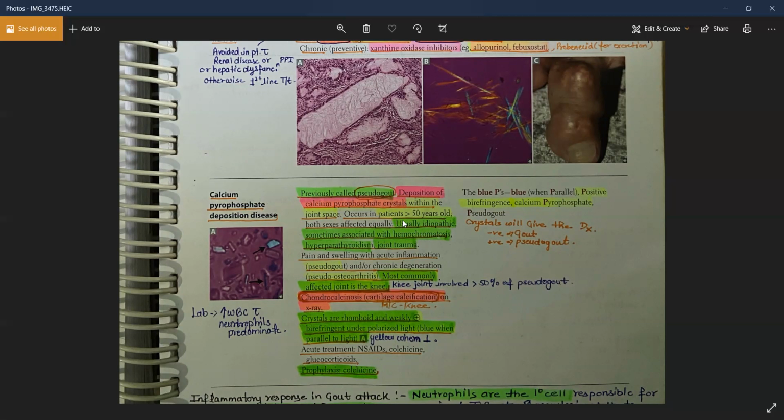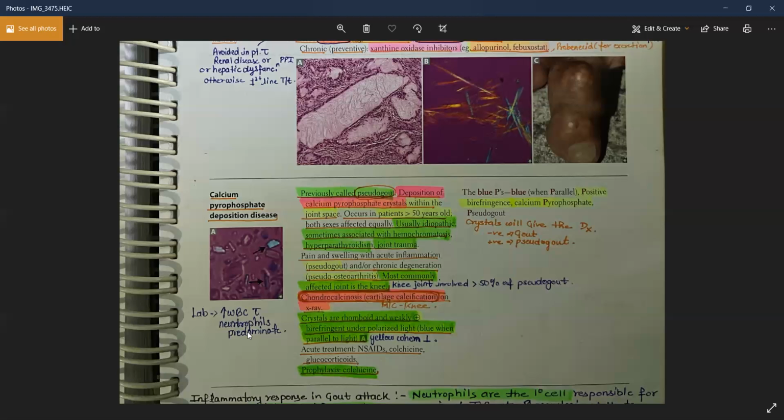The condition is usually idiopathic. They do not have any specific cause. But sometimes it could be associated with hemochromatosis, hyperparathyroidism, and joint trauma. Very important. In these conditions, you can have calcium pyrophosphate deposits. Unlike the monosodium urate crystals, which are negatively birefringent, these crystals are positively birefringent, which means they will be blue in parallel and yellow in perpendicular.